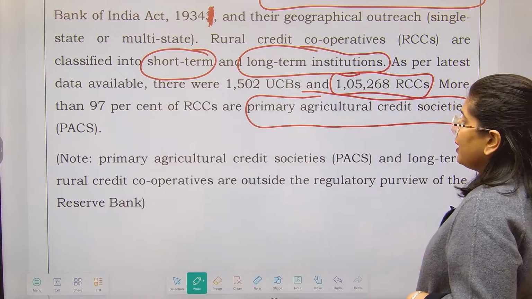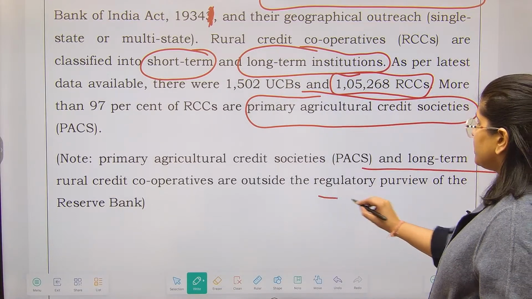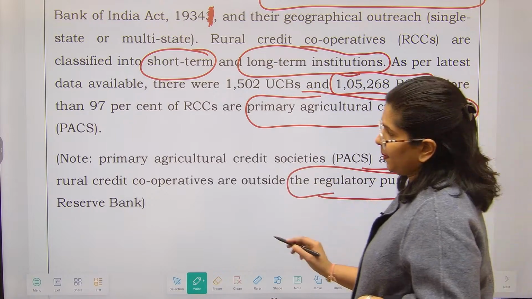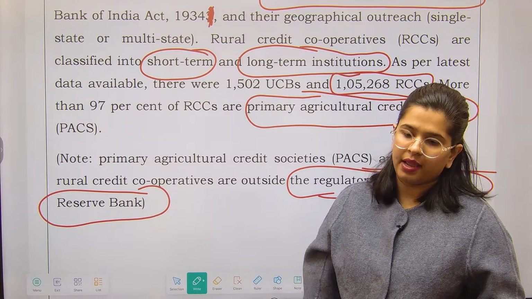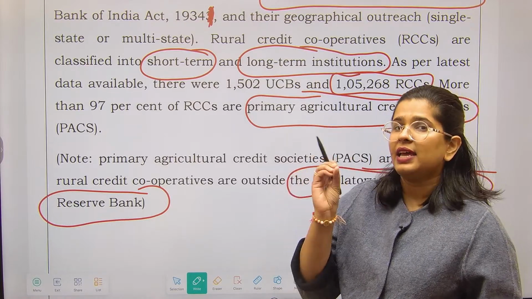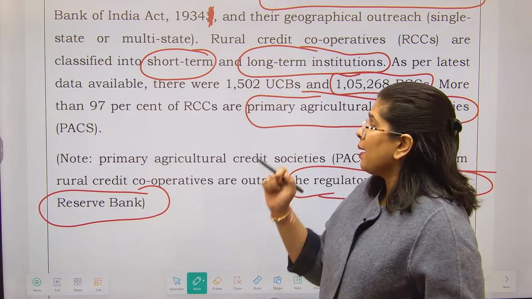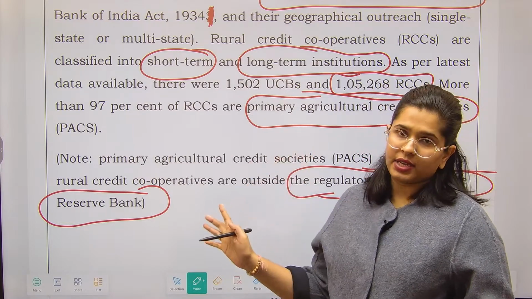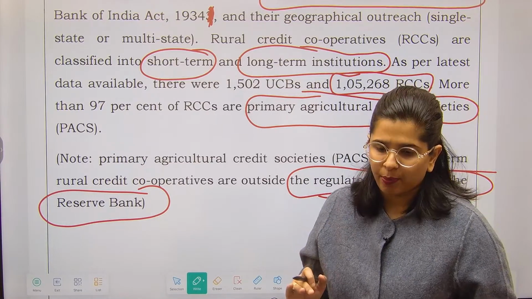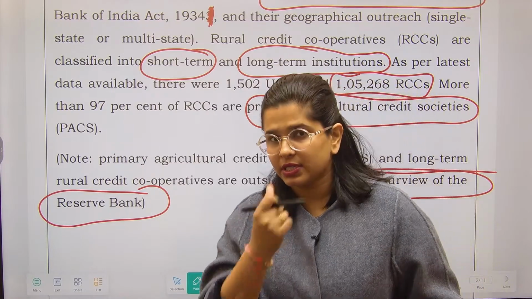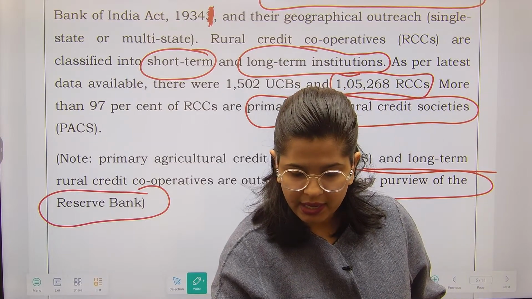But still, primary agriculture credit societies and the long-term rural credit cooperatives are outside the regulatory purview of RBI. ठीक है, जो हमारे लॉन्ग टर्म रूरल क्रेडिट कोऑपरेटिव्स हैं वो बाहर हैं. शॉर्ट टर्म में स्टेट as well as your district, they are under the RBI regulations, but primary agriculture credit society, that is PACS, which operates at ground level, ठीक है, जो कि ground level पे operate करती है, that is not something which is under the RBI control. ठीक है, ये RBI के control के अंदर नहीं है.